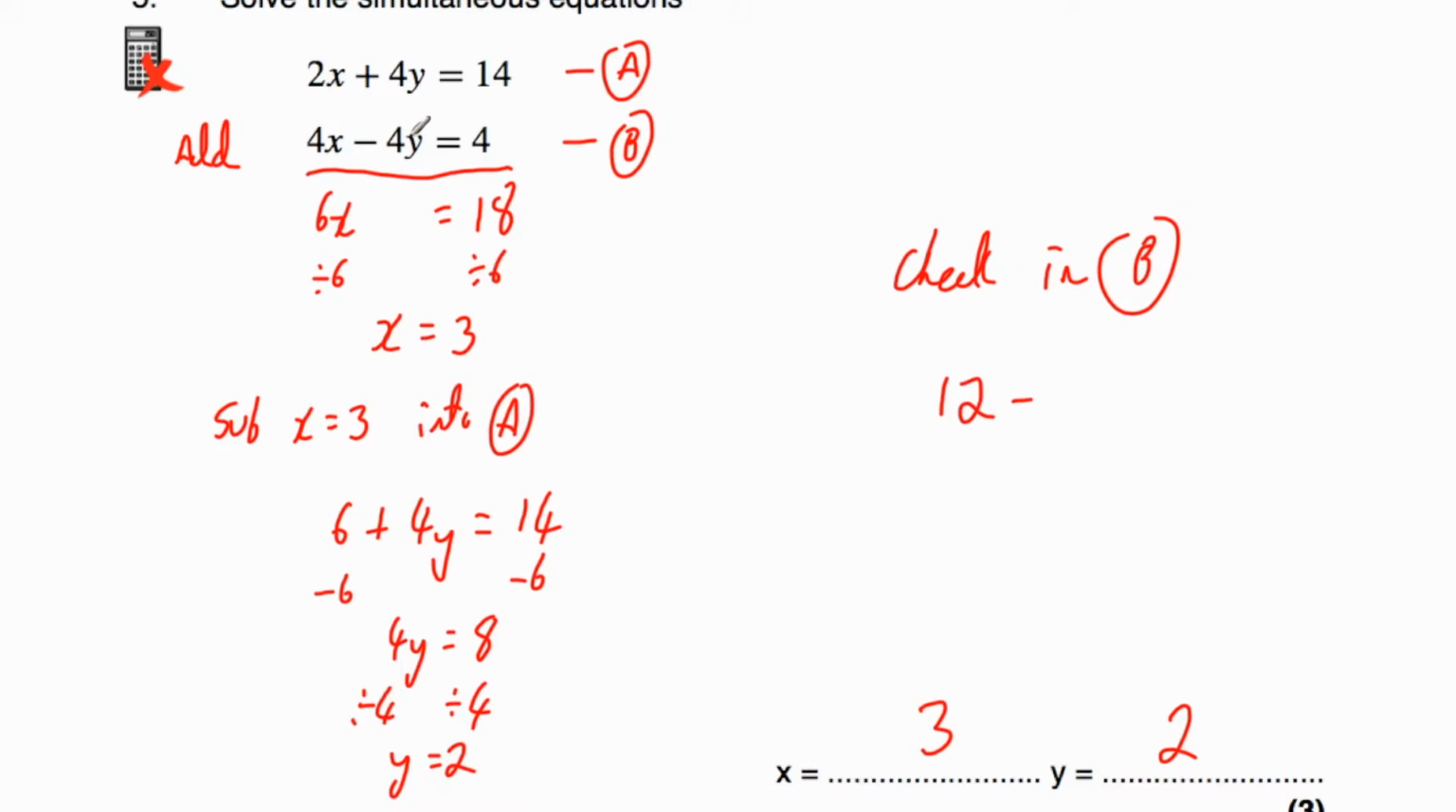And then we're going to take away 4 times 2, and 4 times 2 is 8, and that should hopefully be equal to 4. 12 take away 8 is 4, so we've got 4 equals 4, which is correct. So our answer is x equals 3 and y is equal to 2. Let's have a look at question number 6.